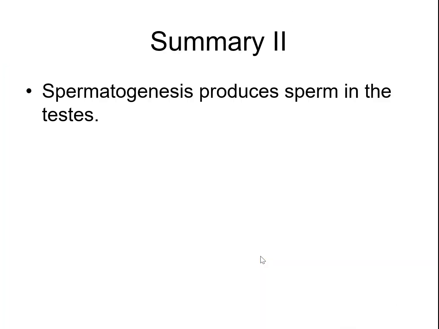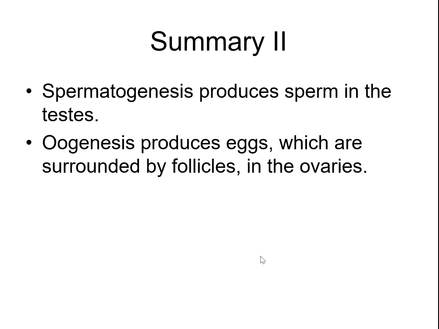All right, so just to summarize, recall that we talked about making sperm and egg. Spermatogenesis produces sperm in the testes, whereas oogenesis produces eggs, which are surrounded by follicles in the ovary. Make sure for the final exam you review some of the key differences between spermatogenesis and oogenesis. Remember, spermatogenesis is happening all the time in men. One cell produces 4 sperm, and they end up releasing possibly over 50 million sperm in one ejaculation.